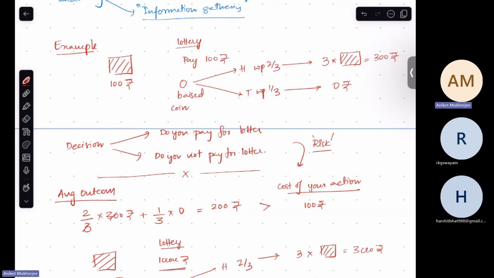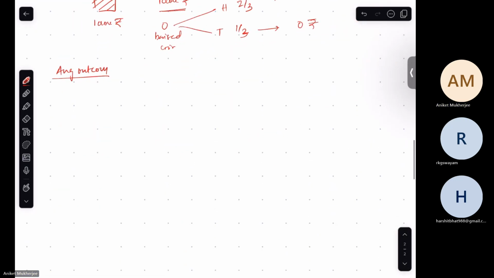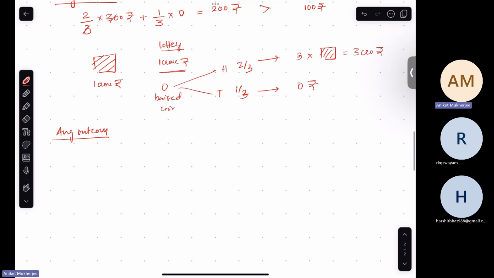You are risking more in the second lottery than the first lottery, but this risk does not play a part in your decision making right now, because all you're considering is the average outcome, right? You're not considering anything else. So what risk says basically is, when you scale the problem really high, your decision need not remain the same. The decision could vary, right?